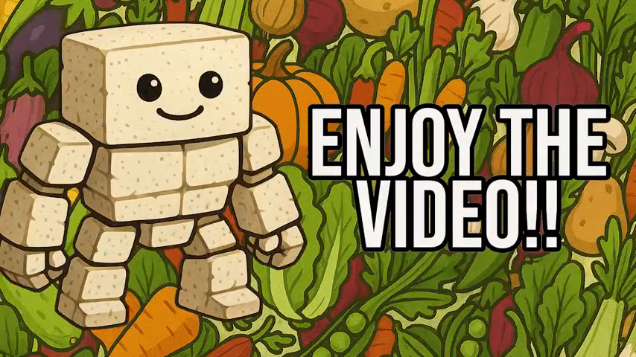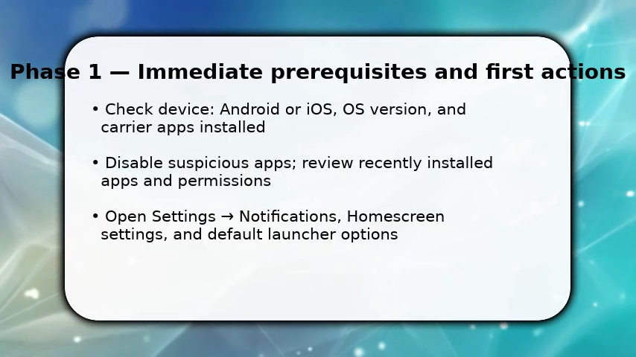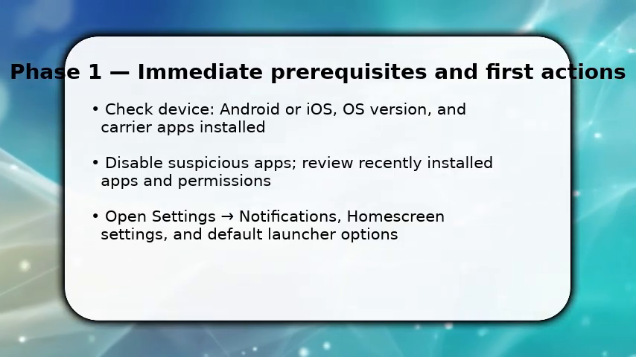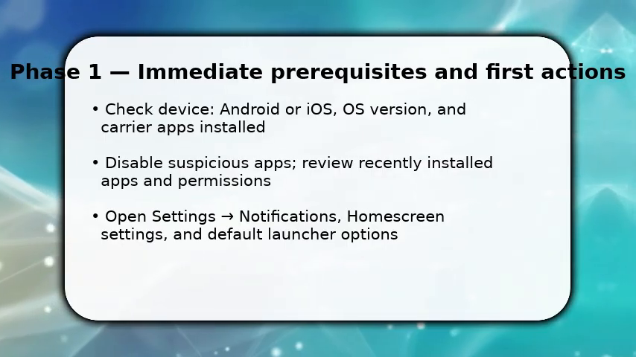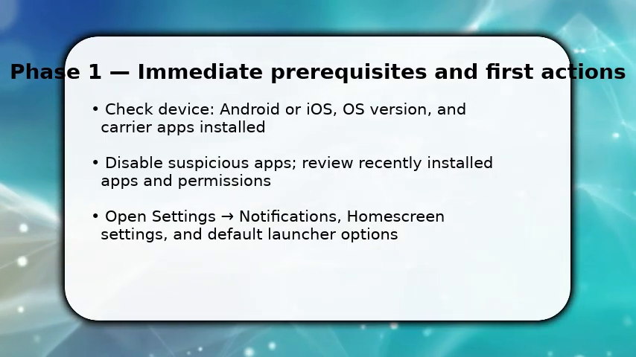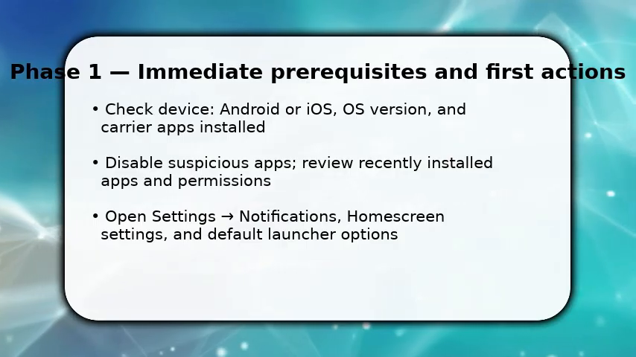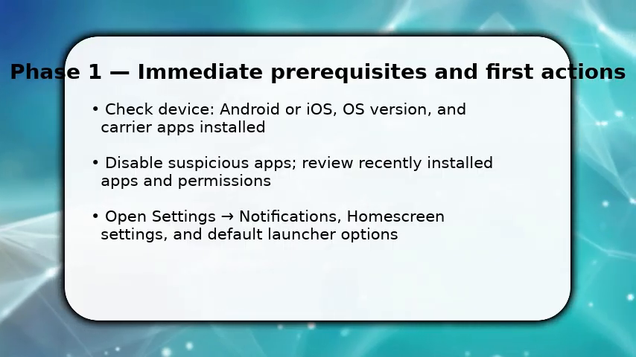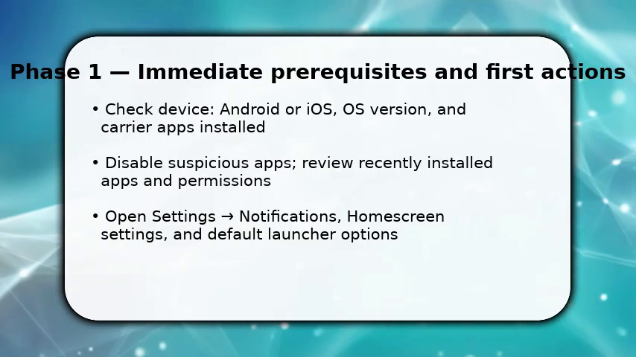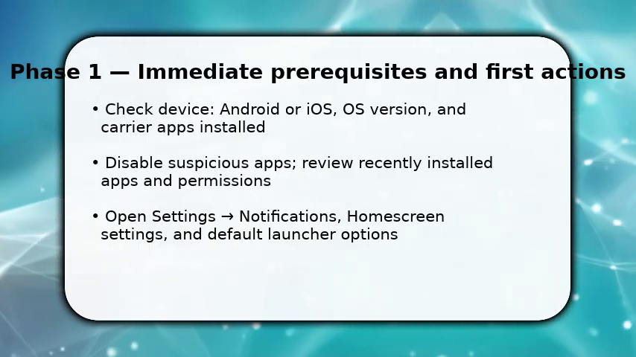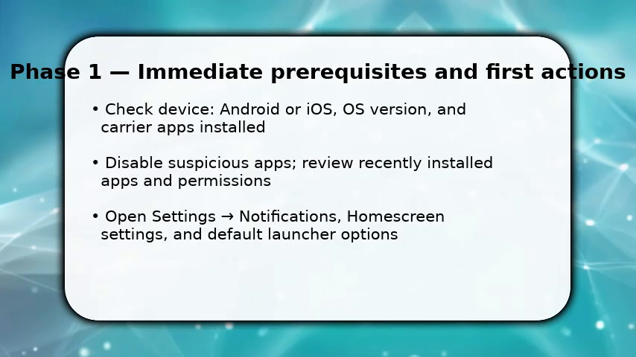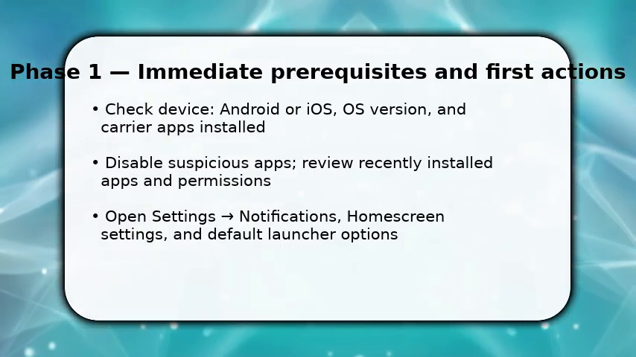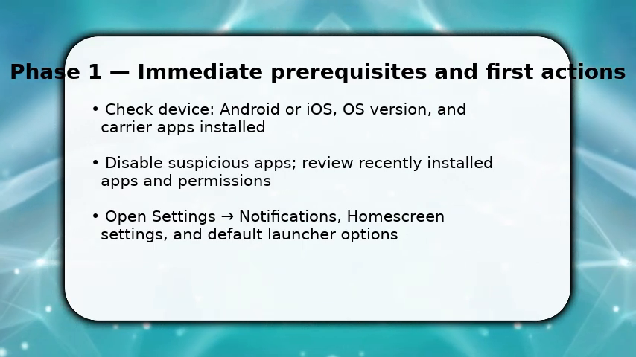Please enjoy the video. You will start by confirming your device type and recent installs. This matters because Android and iOS differ. Once done, locate the apps that can show ads, recent installs, carrier apps, or free launchers, and disable or uninstall them. Make sure to open Settings now, go to Notifications, Apps, and the default launcher option if Android. On iOS, check Home Screen Settings and Notification Banners. Doing this early removes the most common ad sources and prepares you for deeper blocking steps.